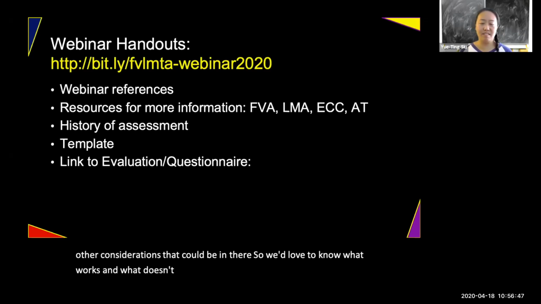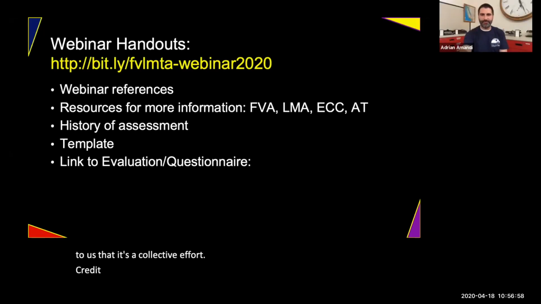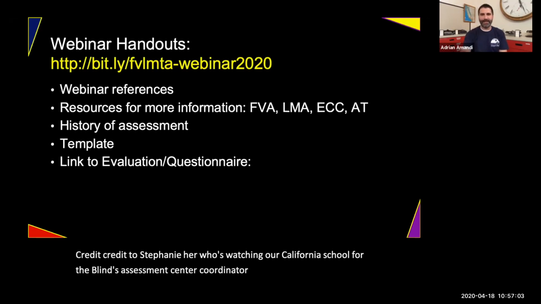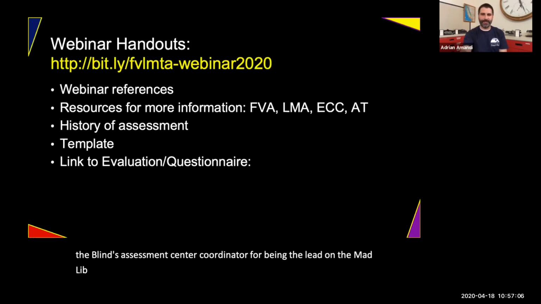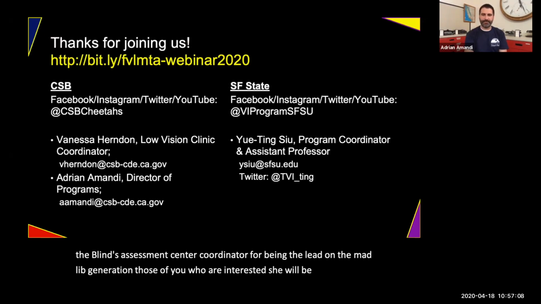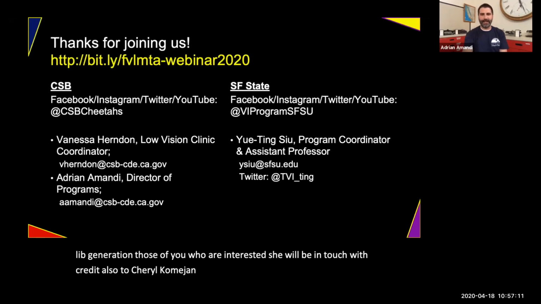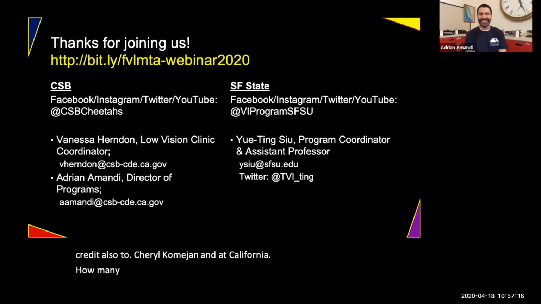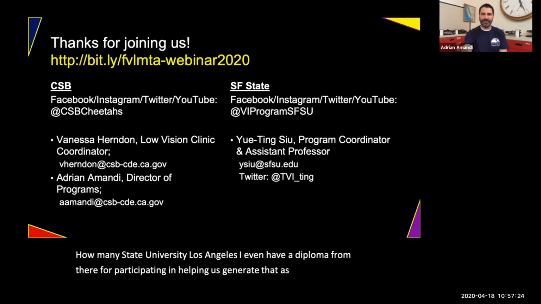So we really appreciate this opportunity to get our field to think about this. And it's important to us that it's a collective effort. Credit to Stephanie Herlick, who's watching, our California School for the Blind's Assessment Center coordinator, for being the lead on the Mad Lib generation. Those of you who are interested, she will be in touch. And credit also to Cheryl Kamei Hannon at California State University, Los Angeles. I even have a diploma from there, for participating and helping us generate that as well. We hope all of you will be there too.